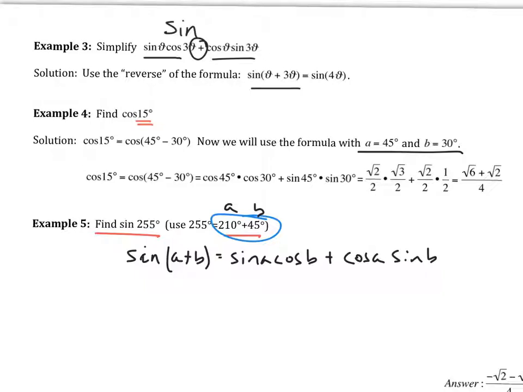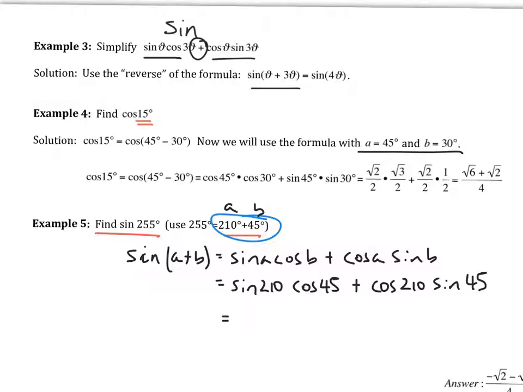So the first thing is you need to understand that the 210 represents your A, the 45 represents your B, and then number two is, since you're using an addition formula for sine, you need to know what that addition formula is. All right, so all we're going to do now is just plug in. So sine of 210 times the cosine of 45 plus the cosine of 210 times the sine of 45.